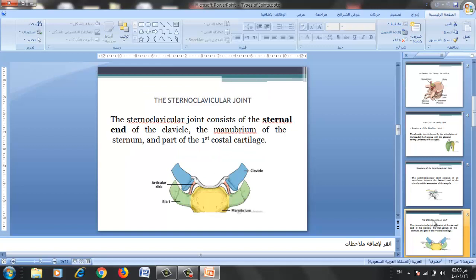The sternoclavicular joint. The sternoclavicular joint consists of the sternal end of the clavicle, the manubrium of the sternum, and part of the first costal cartilage.